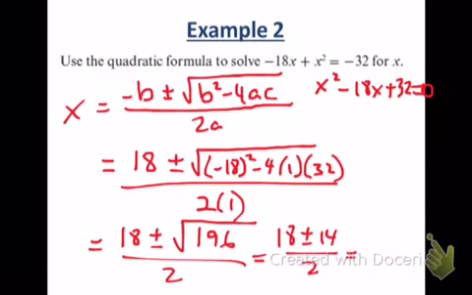18 plus 14 is 32. 32 over 2 is 16. 18 minus 14 is 4. 4 over 2 is 2.